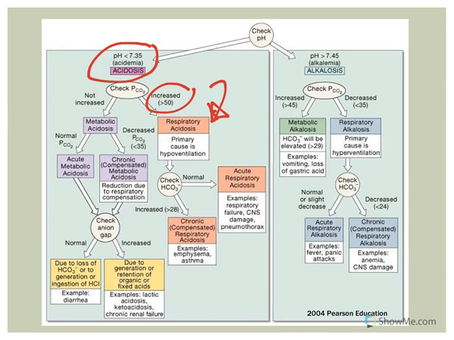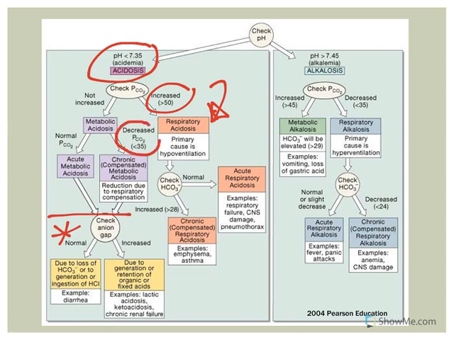But then if you look at the CO2, if the CO2 is normal, this is something that came on relatively suddenly. It's acute, they haven't had time to compensate for it. Do not worry about this anion gap. Even I can't explain it. I'm not qualified to explain it, so I'm not going to cover anion gap. I'm just going to stop at this point here.